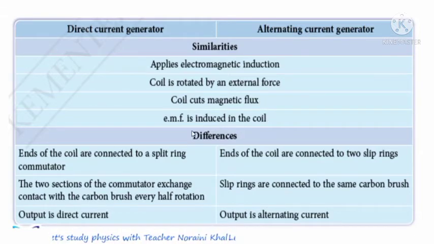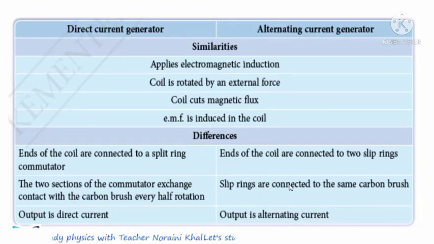The differences: the ends of the coil are connected to a split ring commutator for the DC generator. The ends of the coil are connected to two slip rings for the AC generator. The two sections of the commutator exchange contact with the carbon brush every half rotation. At 180 degrees of rotation, the commutator exchanges contact.